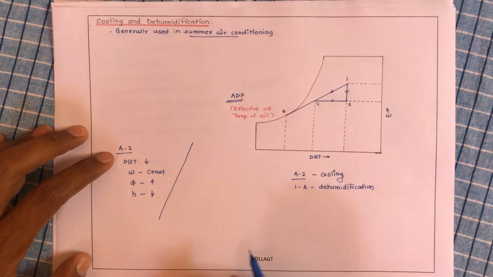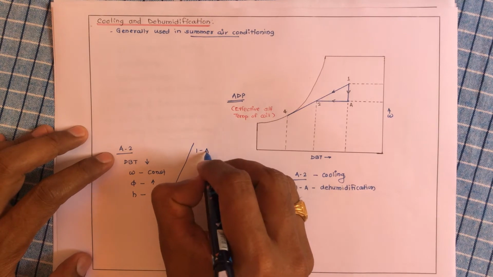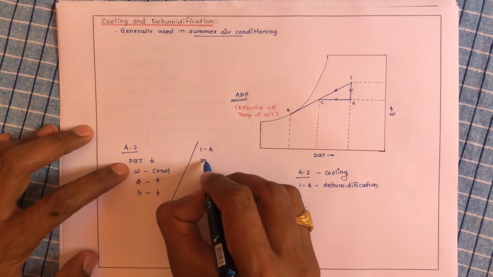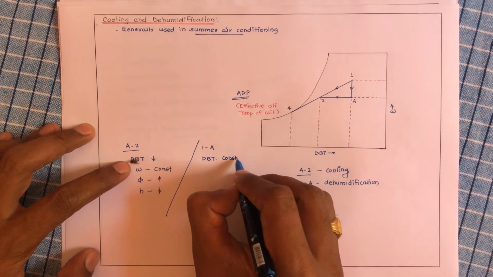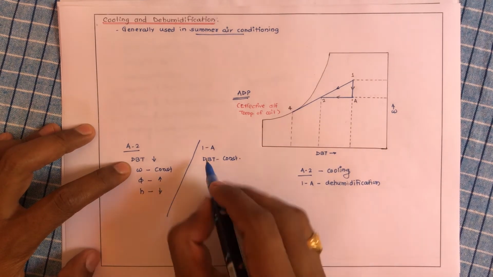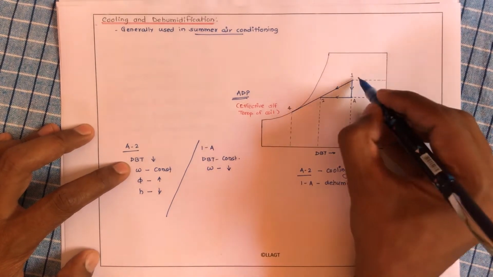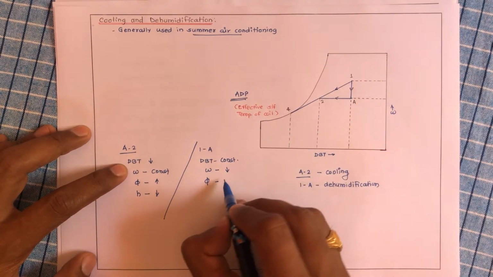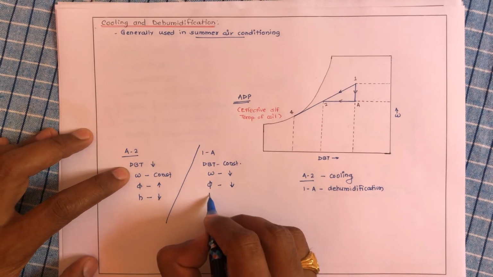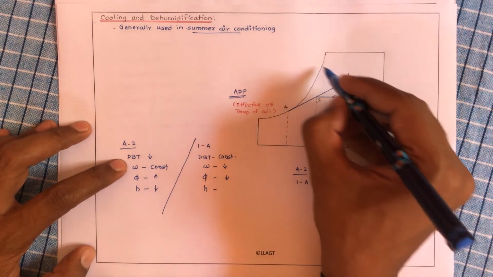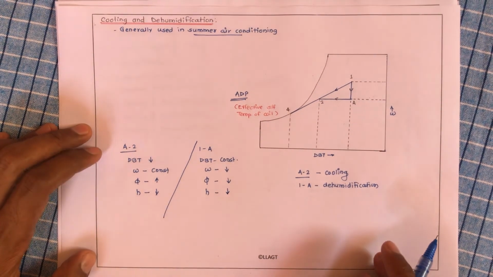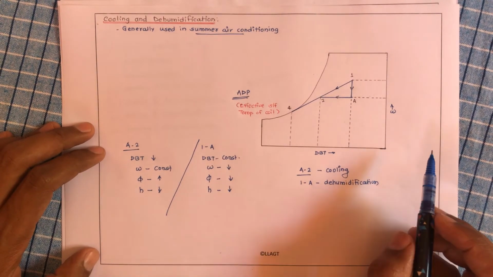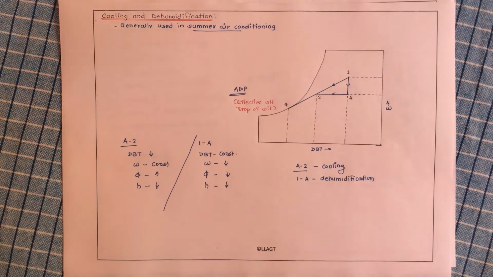Similarly, during the process 1 to A, what is happening? Once again, the dry bulb temperature remains constant. What will happen to the specific humidity? The specific humidity goes on decreasing. What will happen to the relative humidity? The relative humidity also goes on decreasing. And what will happen to the enthalpy? The enthalpy also goes on decreasing. This is nothing but the cooling and dehumidification process, and this process is used during the summer season or in summer air conditioning.